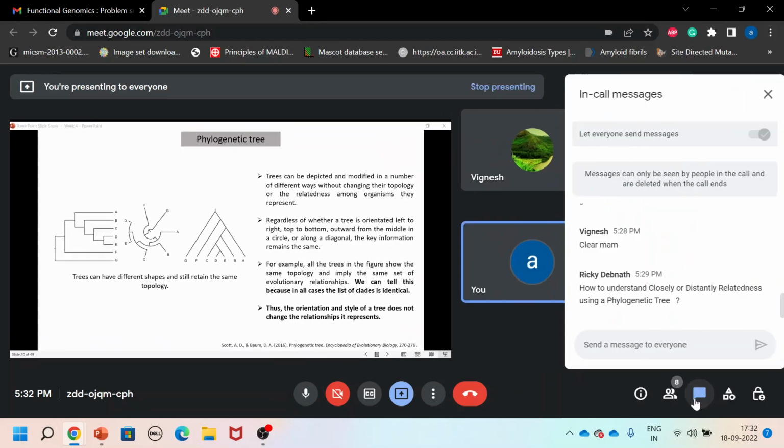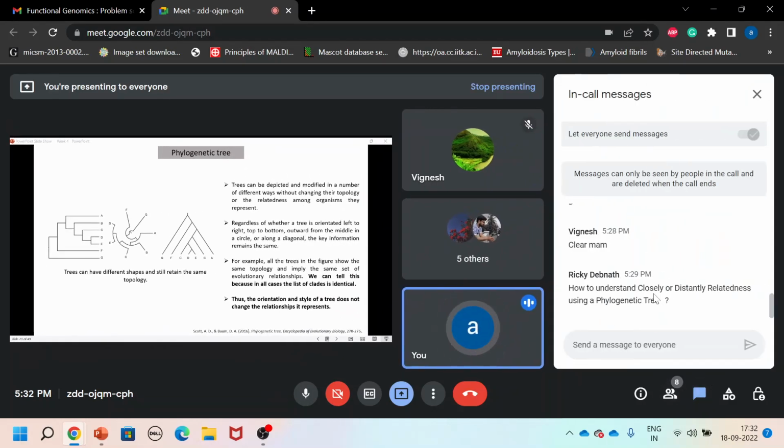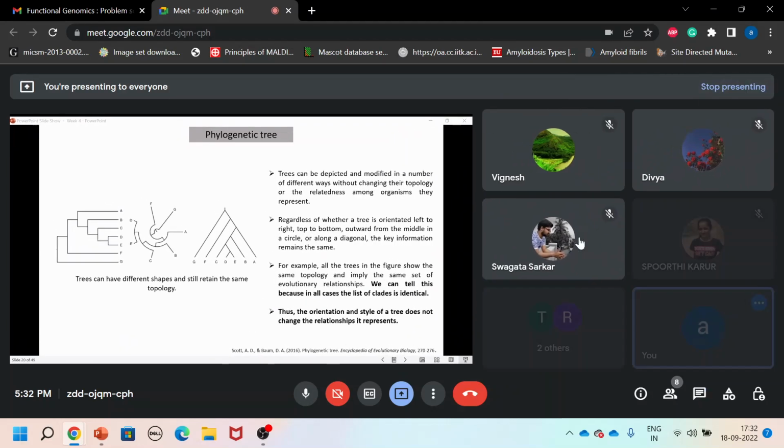Okay, there is a question: how to understand closely or distantly related organisms using a phylogenetic tree. Ricky, we will come to this point later, and if it is still not clear, you can ask me in between also before I move to another topic. I'll come to how to understand close or distant relatedness using a phylogenetic tree.